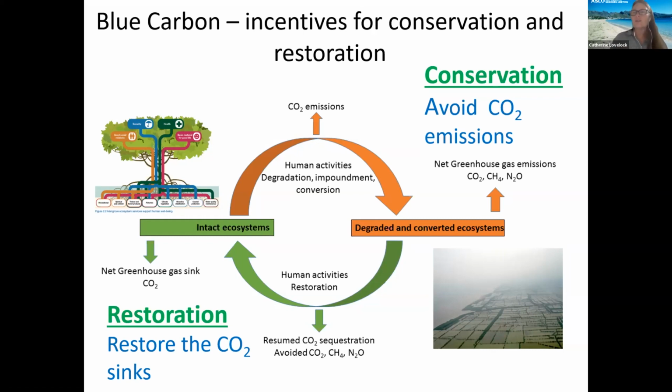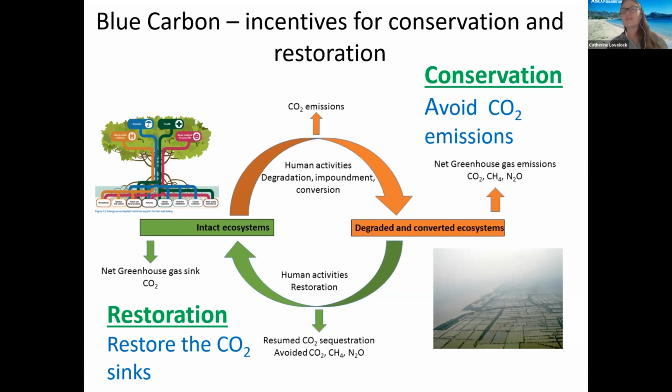And then as you destroy them, you're resulting in CO2 emissions. So there are projects where you can conserve coastal ecosystems and thereby avoid CO2 emissions. Often these alternative land uses that mangroves or other coastal wetlands have been converted to have high greenhouse gas emissions.